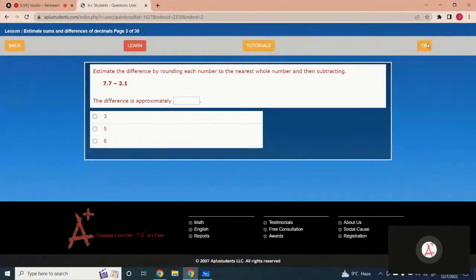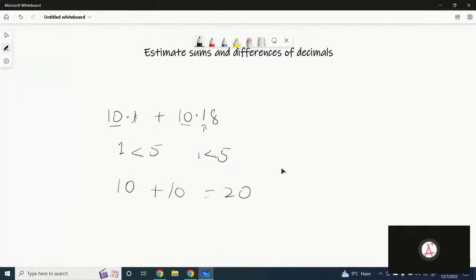Okay, the next one is 7.7 subtract 2.1. You have to estimate the difference by rounding each number to the nearest whole number and then subtract. So you have to do 7.7 subtract 2.1.